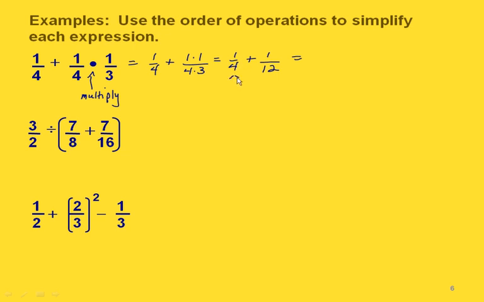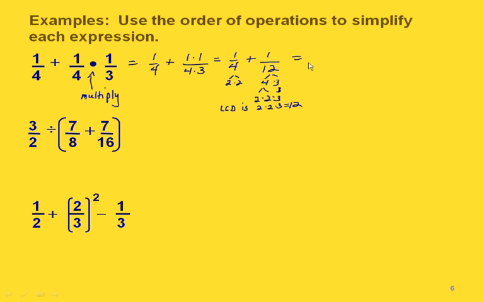If we think about our prime factorizations here, we have 2 times 2 for the 4, and our 12 is 2 times 2 times 3. So our LCD would be 2 times 2 times 3, which is 12. That means the only one of these fractions we have to change is the first one, the 1/4.